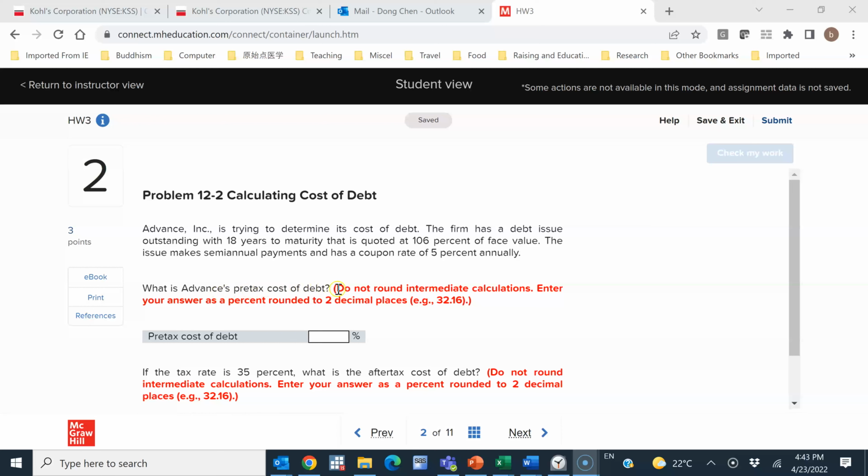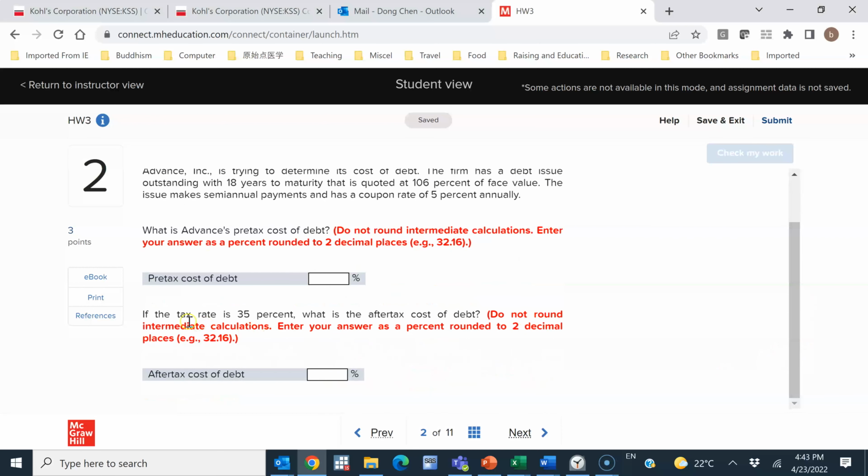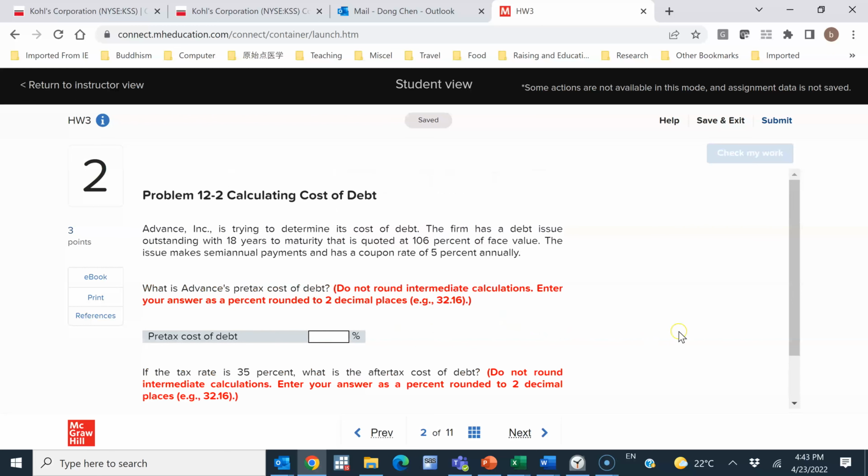And look at the rounding requirement. Do not round to intermediate calculations. Enter your answer as a percent rounded to 2 decimal places. And also it asks us to calculate the after-tax cost of debt with the tax rate information provided, with the same rounding requirements.